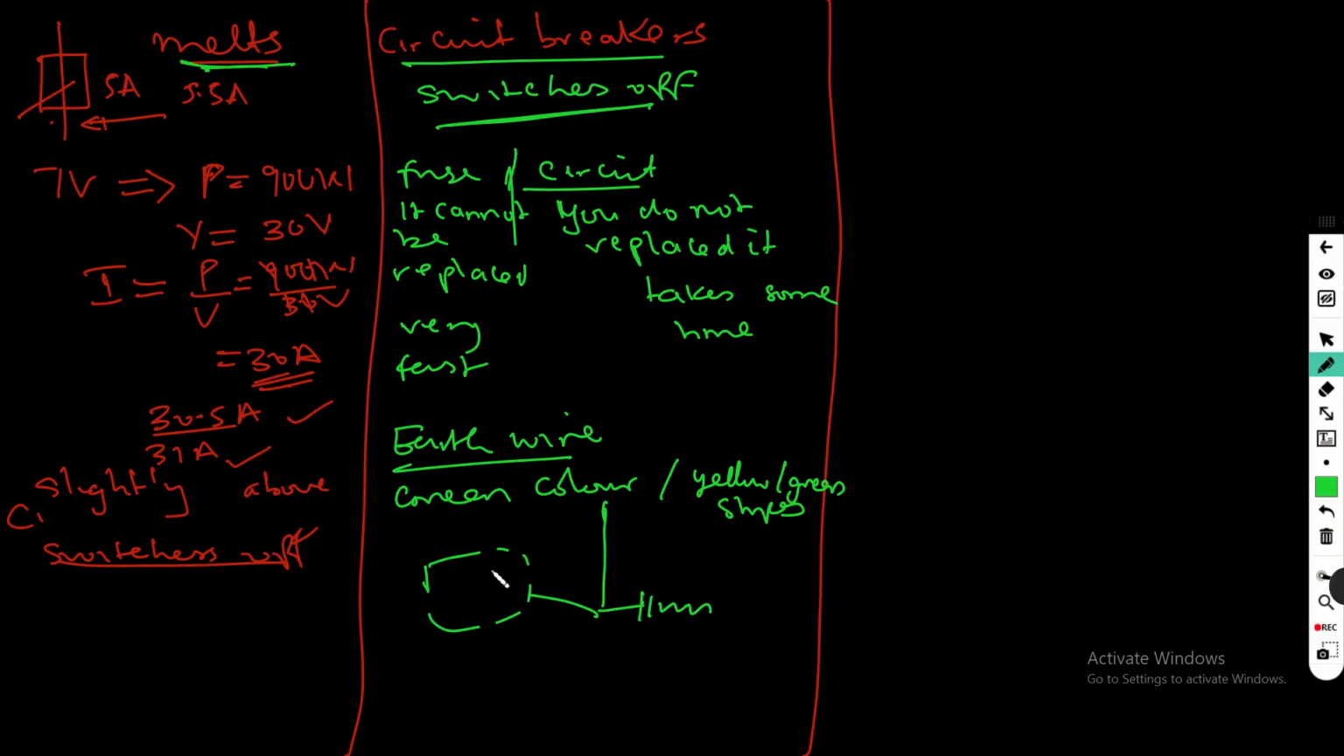So in the house, we always have three cables. We have the green, the brown, and the blue. Green, brown, blue, which means the green is the earth, the blue is the neutral, and the brown is the live. So you have earth, neutral, and live. These are the different cables that we use in our houses.